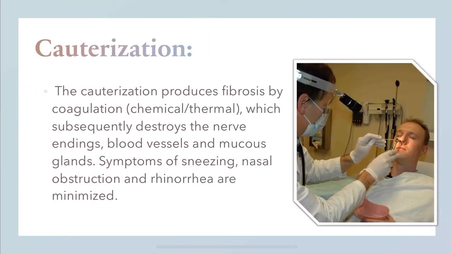Cauterization. The cauterization produces fibrosis by coagulation. The cauterization could be chemical or thermal, which subsequently destroys the nerve endings. With the help of cauterization, which is nothing but burning, we are destroying the nerve endings, the blood vessels, and the mucus glands. Because of damaging the nerve endings, the symptoms of sneezing and nasal obstruction are relieved, and they are also destroying the mucus glands. As a result, the rhinorrhea is minimized.